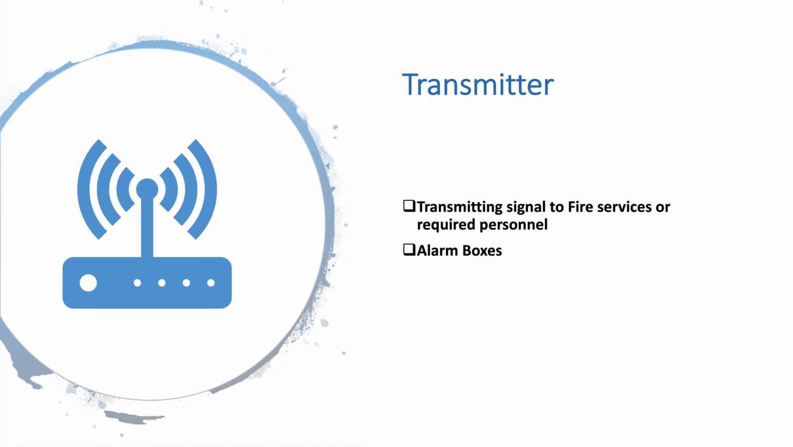Depends on the countries. A transmitter can be an integral part of the building fire alarm system or an add-on unit. As I told you, it can be part of the panel, or it can be an add-on unit which connects directly to the panels.